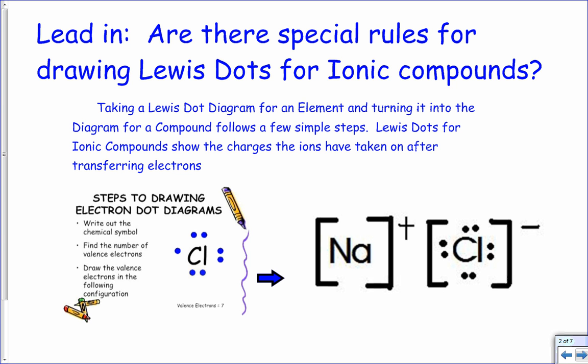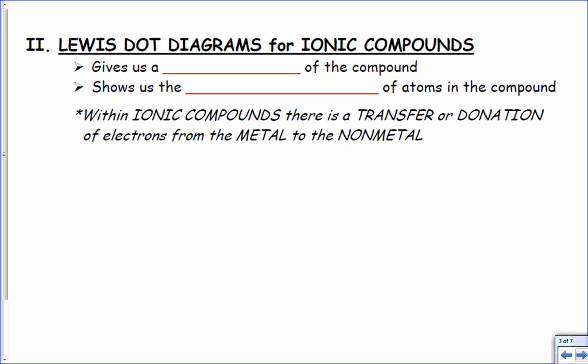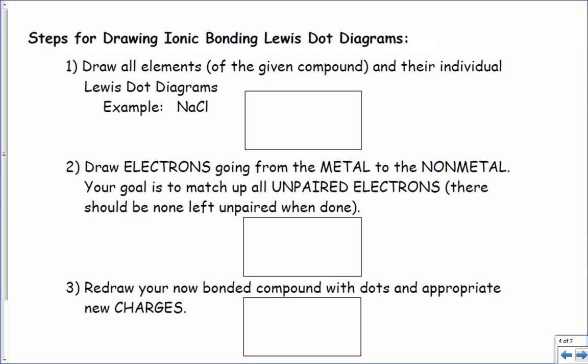A, B, C, D. Atoms, brackets, charges, dots. That's what you need in an ionic compound when you're doing a Lewis dot. Okay, so Lewis dot diagrams for ionic compounds basically give us a picture to show the arrangement of the atoms, which is basically what any kind of diagram was going to give you. So now we need to draw these.